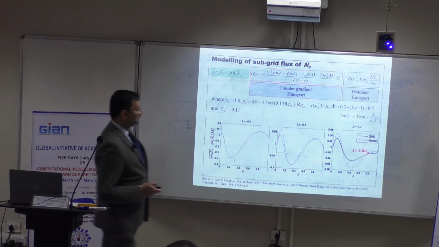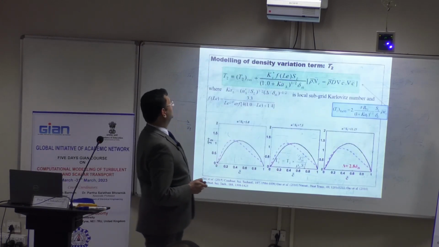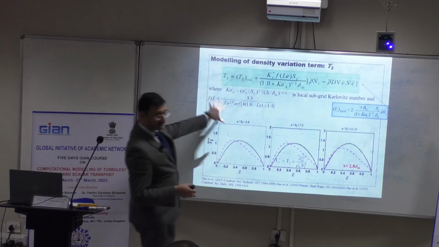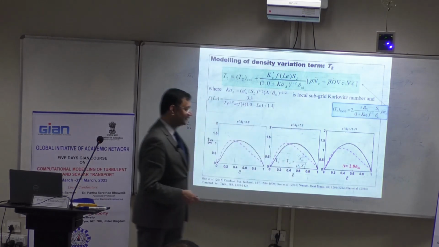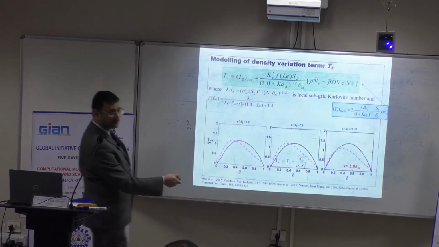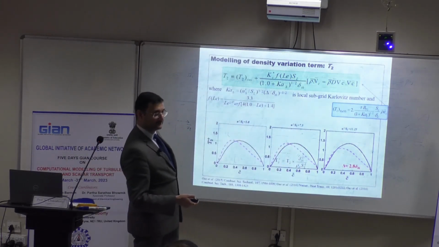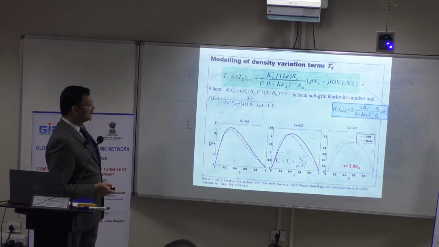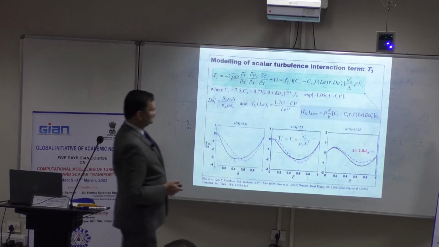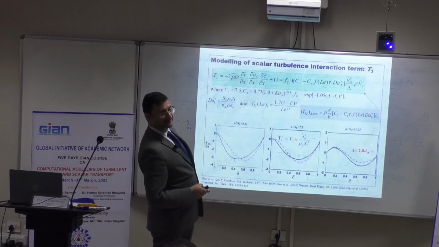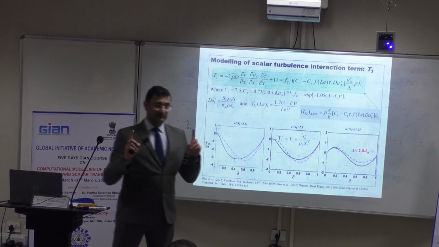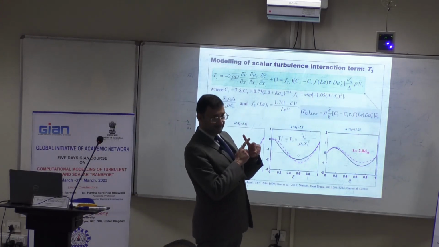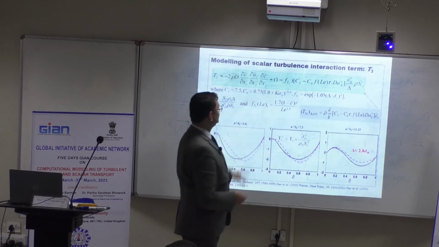Similarly, for different values of Lewis number, density variation term, the whole idea borrowed from RANS, nothing else. Again, you can see not perfect, but not very bad as well as a first attempt. Works reasonably well for different Lewis number. Scalar turbulence interaction term, where we talked about the importance of the alignment of scalar gradient with the principal strain rates. Same concept is taken into account.